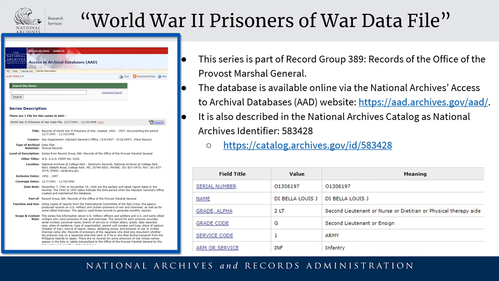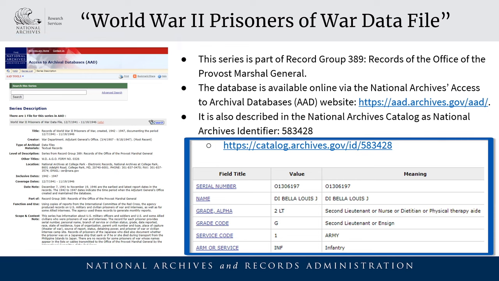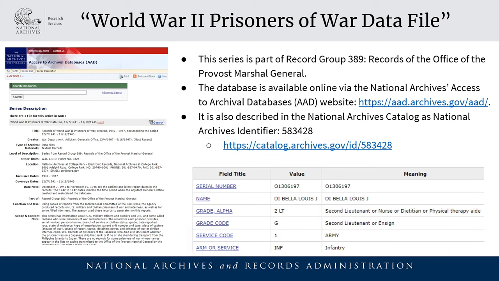The image on the left of the slide here is the main search page from the database, and the image on the bottom right is a cropped example of the results for Louis or Louis J. DiBella, whose Record Group 242 card was the first example I shared earlier in the presentation. It is important to note that the database, like the World War II prisoner of war cards in Record Group 242, is the record itself, and it does not lead to additional textual records. This is not a name index to other records, it is the record itself.